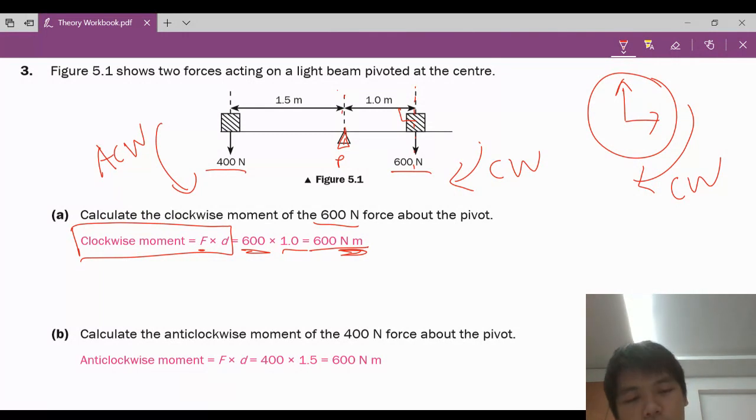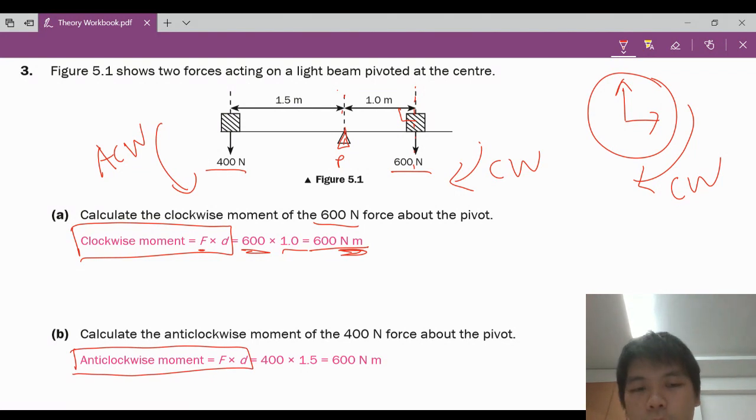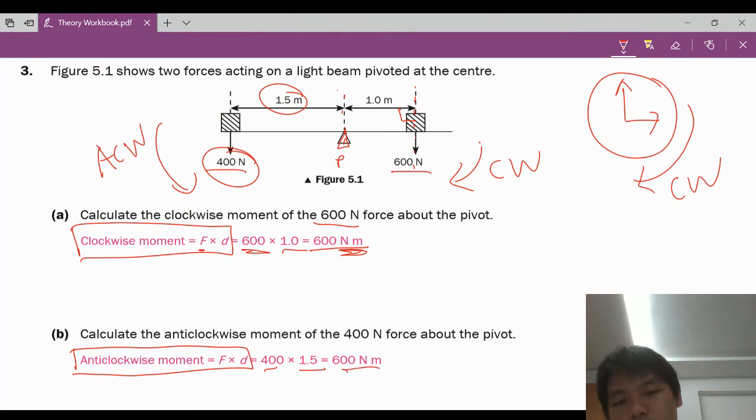The next question asks us to calculate the anti-clockwise moment of the 400 newtons. Similarly, anti-clockwise moment equals force times distance. Write down the formula. If you do not have it, write it down now. What is the force? 400. What is the distance? 1.5, the perpendicular distance from the pivot. Remember, I keep emphasizing the pivot, from the pivot. So that will give us 600.